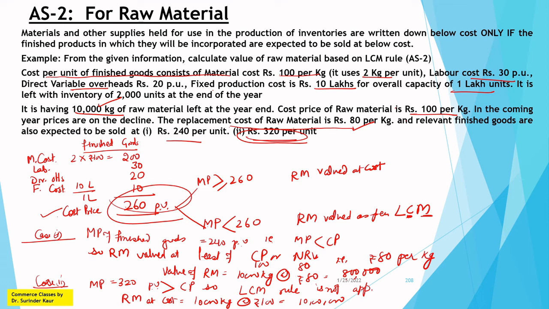I hope you are clear about the working of AS2 for raw materials. It is not that we are always using the LCM rule. The LCM rule is applicable only when the market price of finished goods is less than cost price, that is, if the finished products in which these are to be incorporated are expected to be sold below cost. Then only will you write it down to a lesser value. Otherwise, it will be measured at cost. So in the second case, raw material is valued at cost. In the first case, raw material is valued at the least of the cost or market price. I hope it is clear to you.